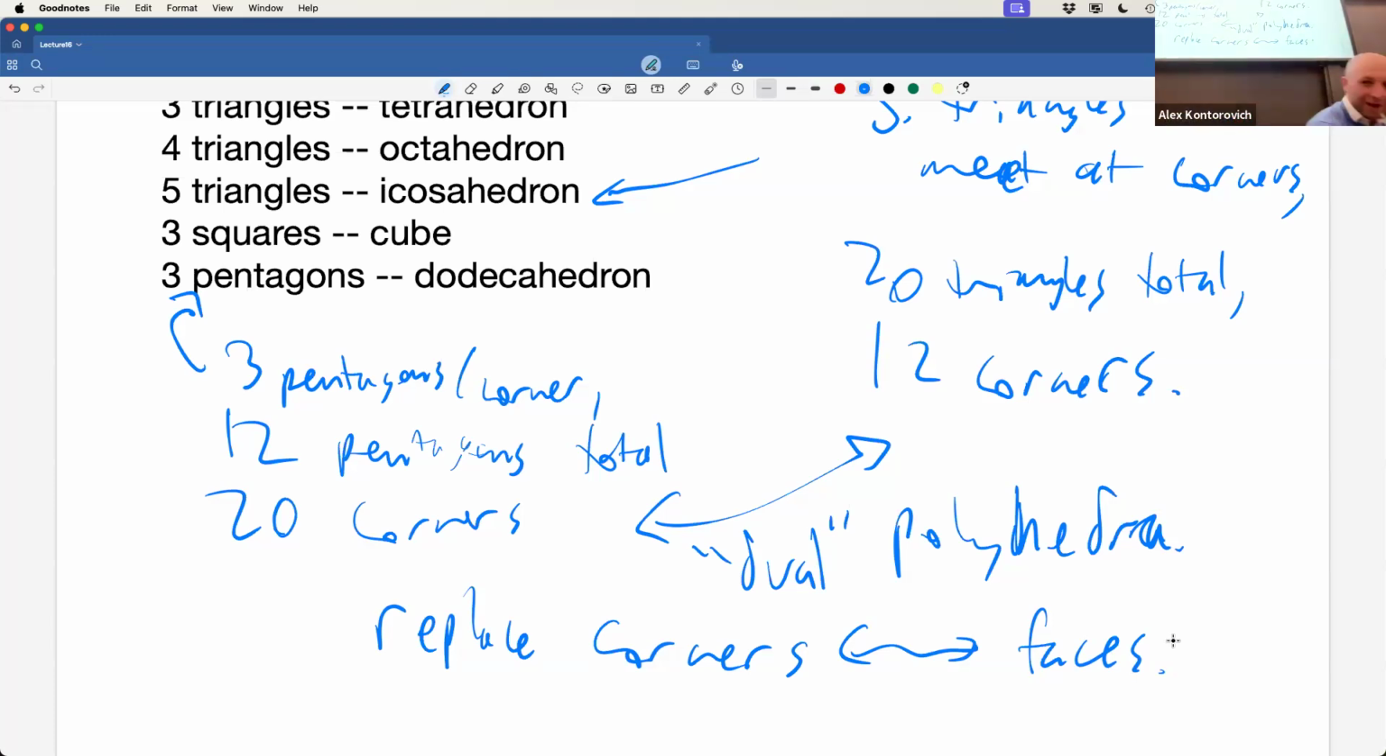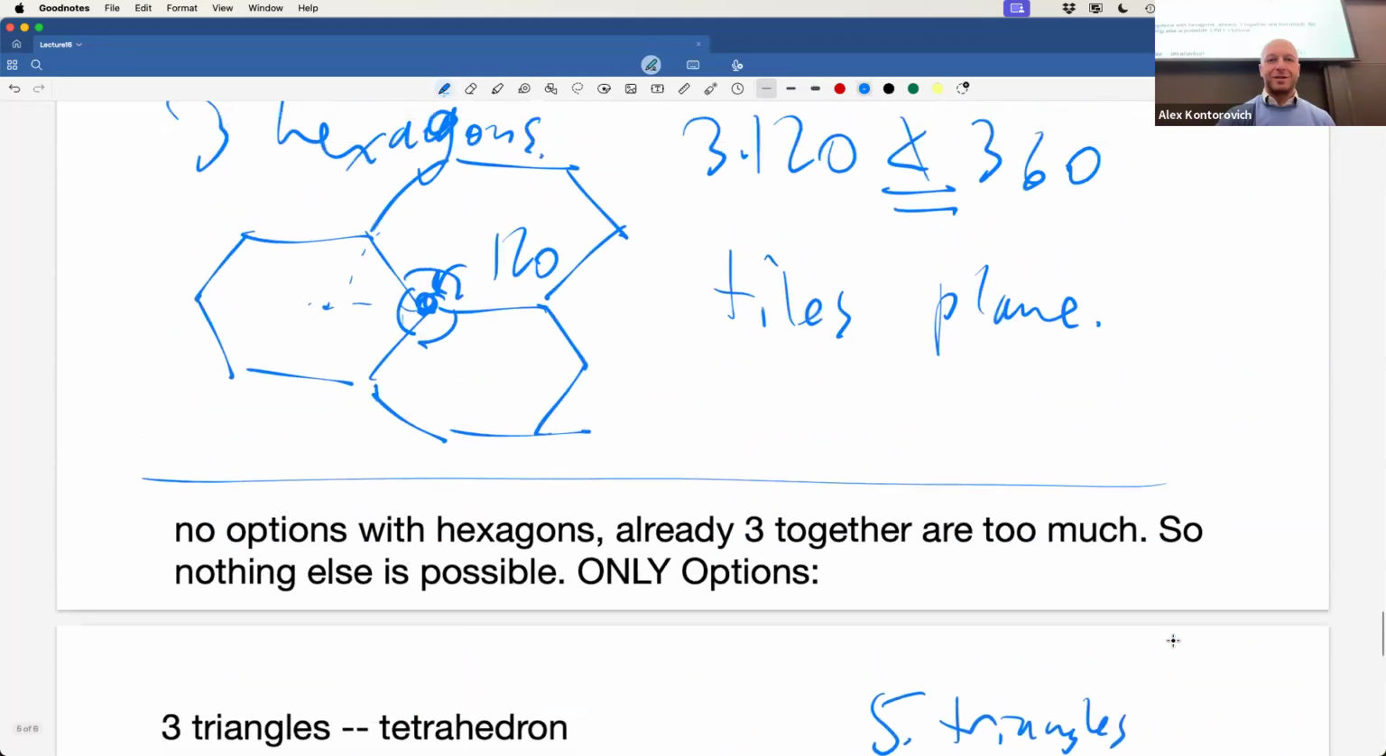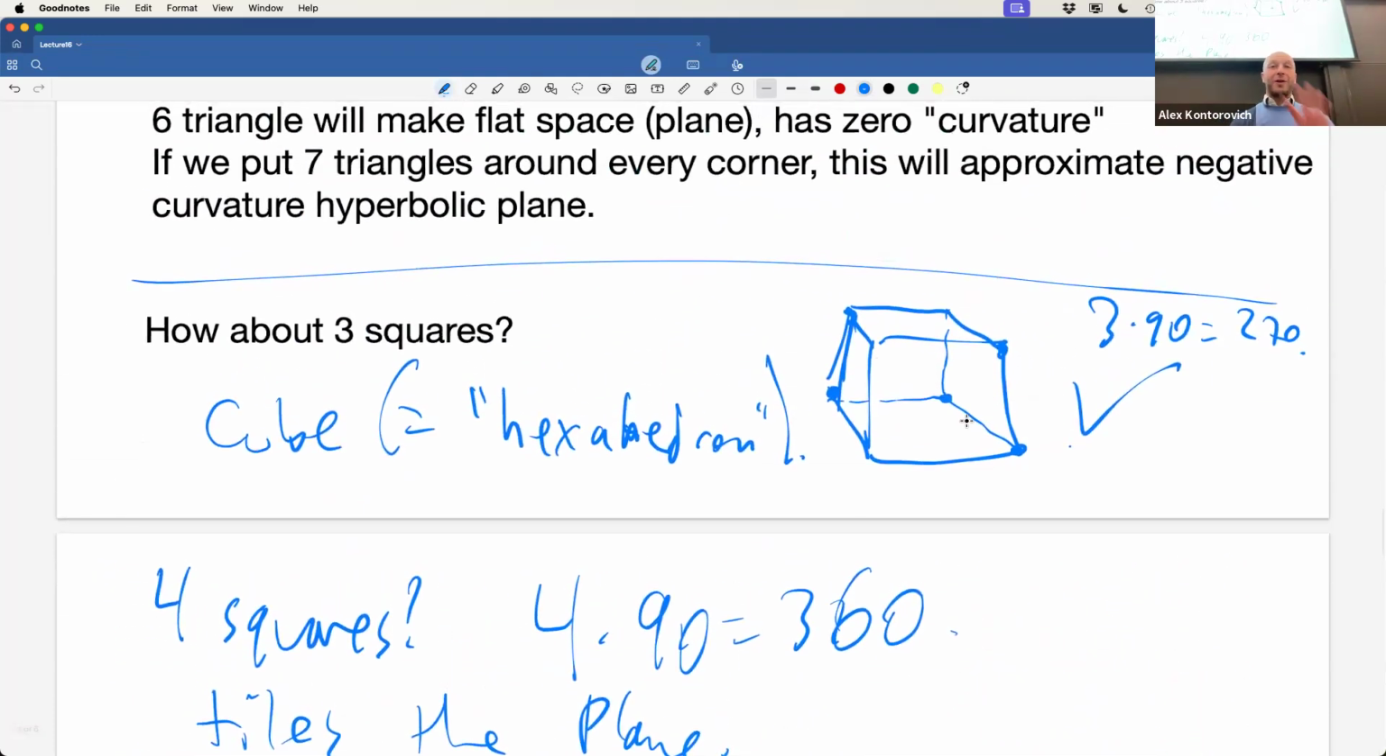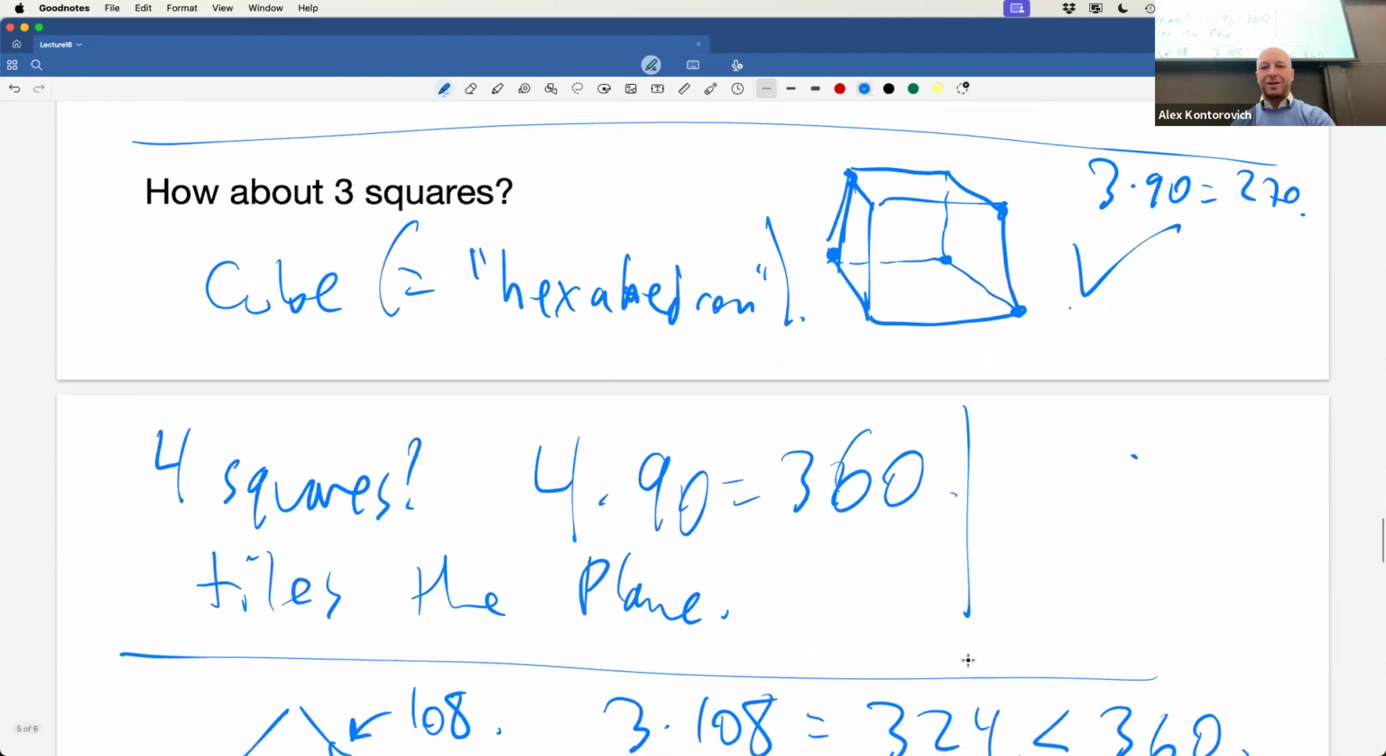By the way, in a cube, let's go back up here. In a cube, how many faces are there? 6-sided die, right? 6 faces. So a cube, let me put it over here. Cube has 6 faces. And how many corners?